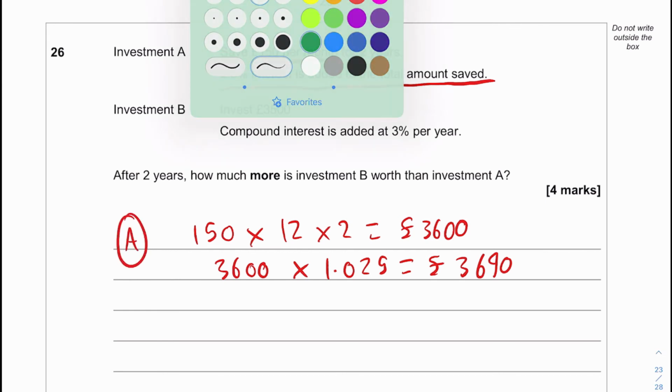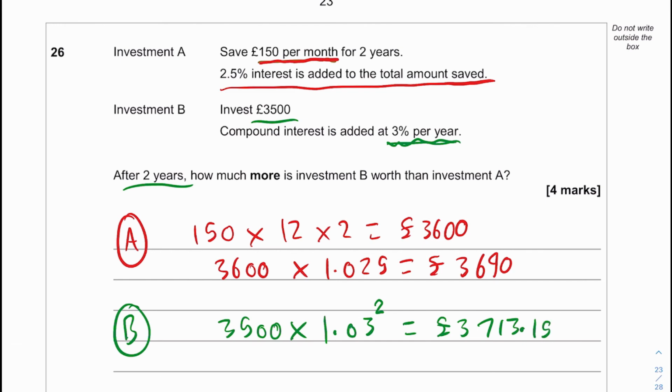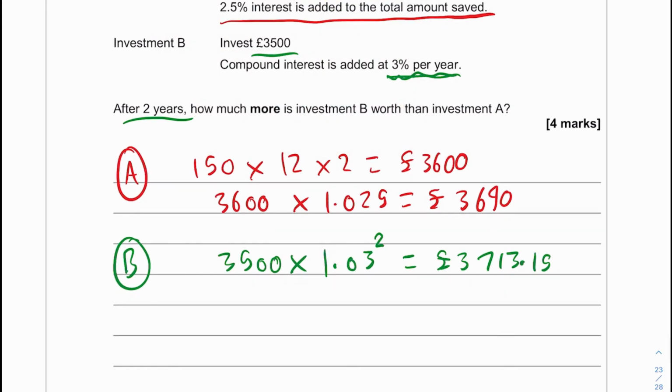So if we move on to investment B now, we can take our initial 3,500 and it's being multiplied by 3% per year, so we can do multiply by 1.03, not percent, 1.03, which is equal to our 3%, and then it's for 2 years, so we raise this to the power of 2, and if we put this into our calculator, 3,500 multiplied by 1.03 to the power of 2, we get 3,713 £13 and 15p.